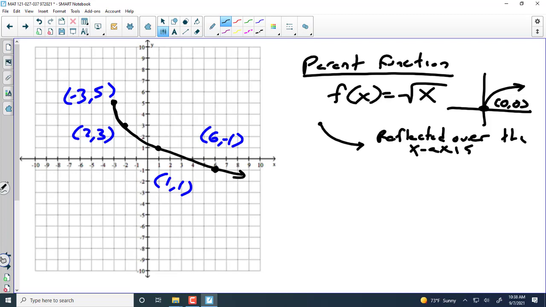So it looks like this graph has been shifted maybe 3 units to the left. And it's been shifted 5 units up.